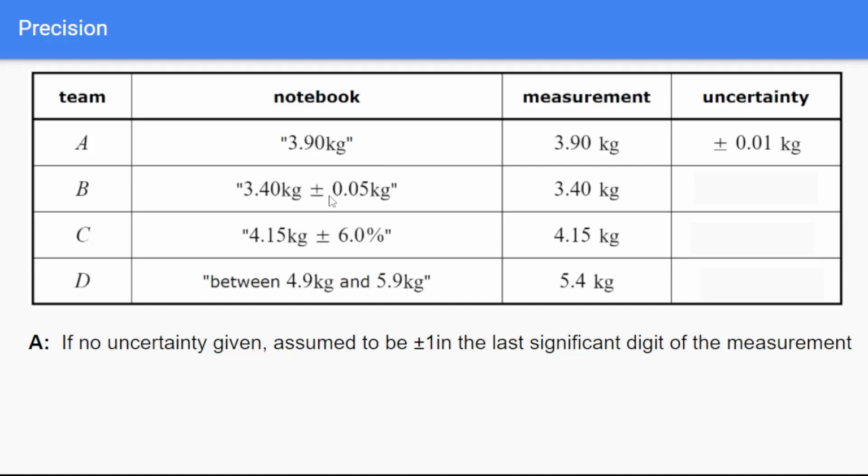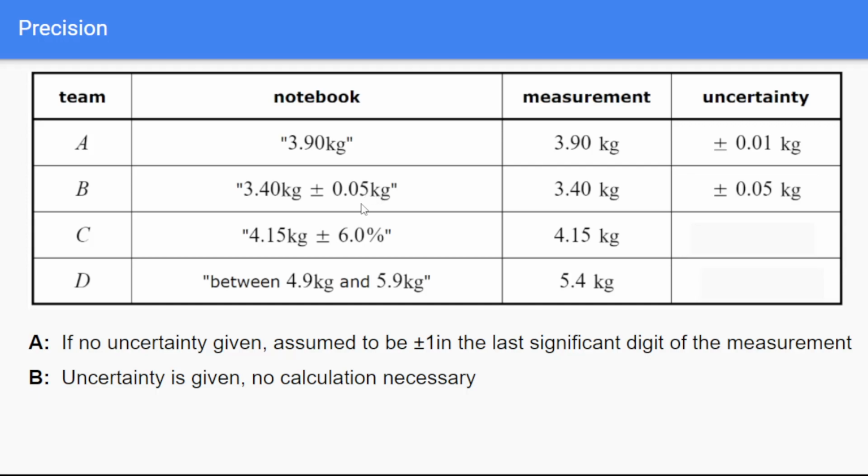And B, plus or minus 0.05. Well, that one's easy. B gives it to you. That is your amount of uncertainty, 0.05 kilograms. In C, it doesn't give you kilograms, it gives you percentage. So we need to convert that percentage to kilograms. So you simply multiply 4.15 kilograms times 6%. That gives you 0.249 kilograms.